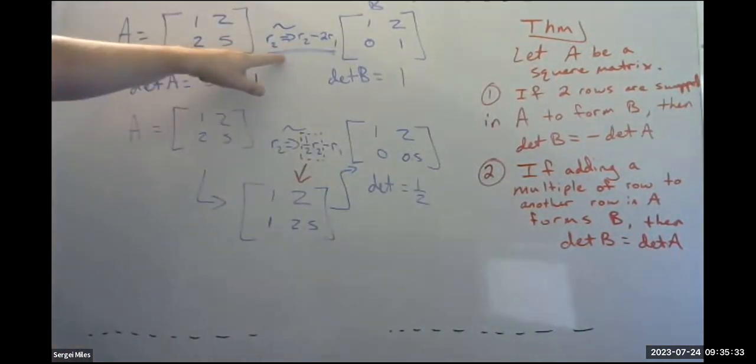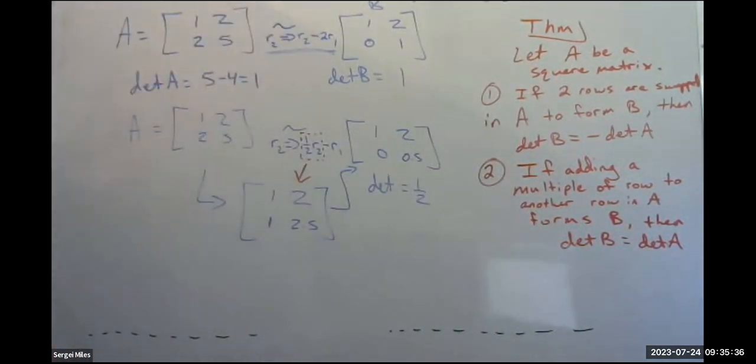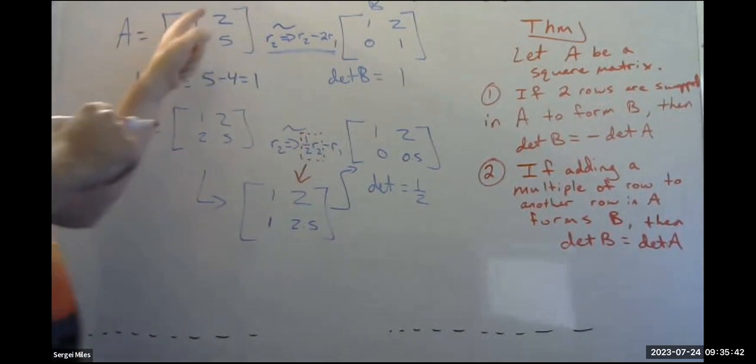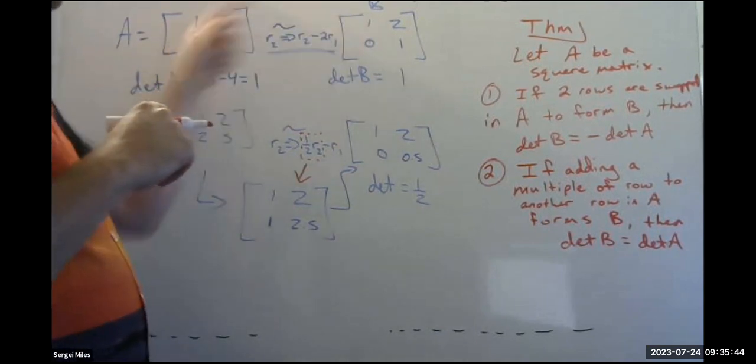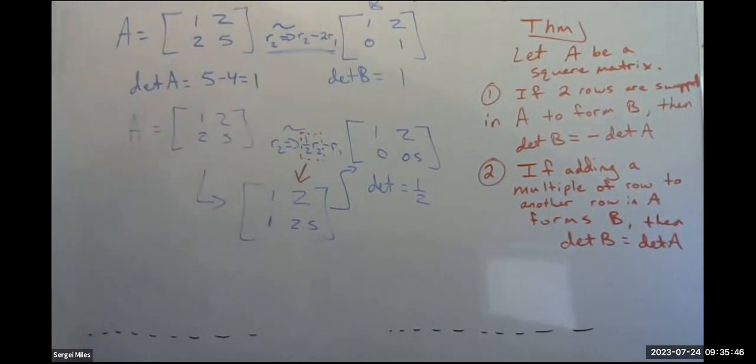Which is exactly what this is doing up here. I'm adding a multiple of row 1 to row 2. I'm not scaling row 2. I'm not scaling row 1, right? Row 1 didn't change. Row 1 was not scaled by -2. Rather, I just added a multiple of row 1 to row 2 without scaling either. And so that kind of row operation doesn't change the determinant.